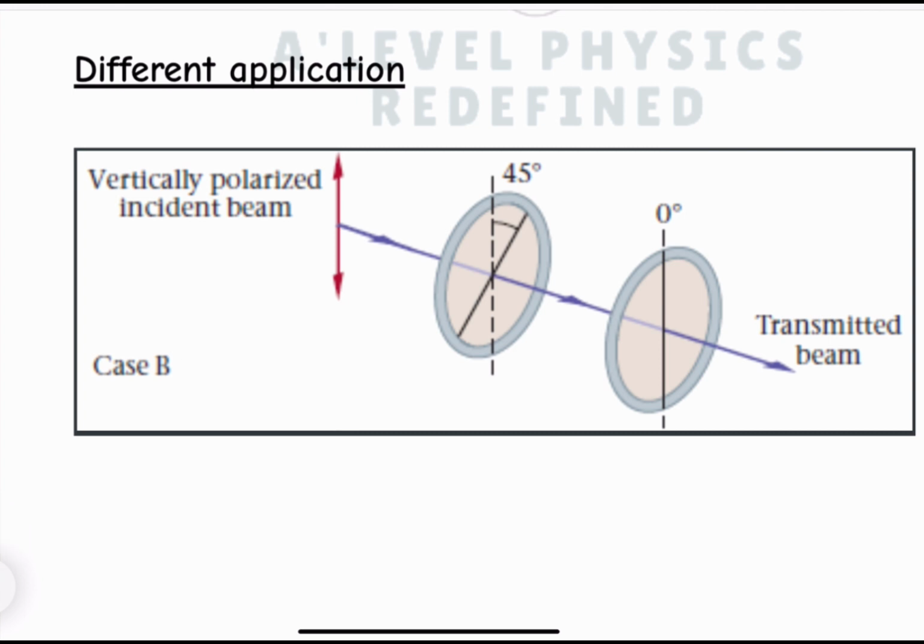Okay, moving on to a different application of Malus Law. In the different cases that you can see, the polarizer might be at a different angle than the analyzer itself. So in this example, this is the polarizer and this is the analyzer, and these two are not at the same angle. This is at 90 degrees, and it's actually starting at 45 degrees.